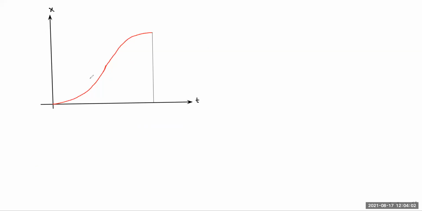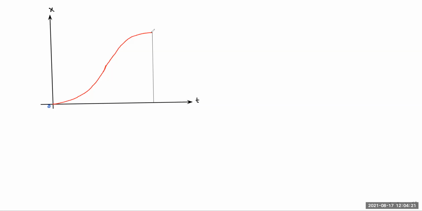Now look at this diagram. How many tangents can we see where the slope will be zero? There are two tangents, obviously, one at the origin. So one for sure is at the origin. If we try to draw a tangent here, it will be parallel to the t-axis or x-axis.